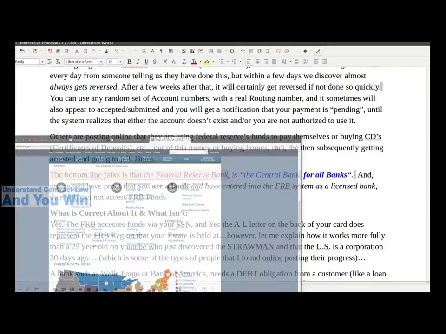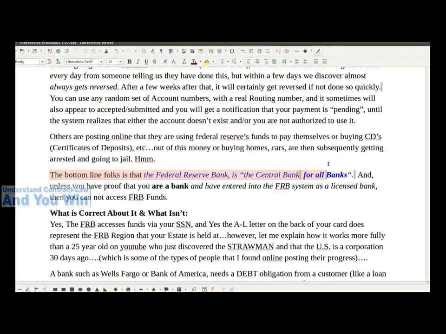I don't know why I'm going online trying to prove to people that the Federal Reserve Bank is a central bank for banks. I mean, that is what it is. Unless you have proof that you are a bank and you have entered into the Federal Reserve Bank system as a licensed bank, then you cannot access Federal Reserve Bank funds. You don't have the authority to do so.